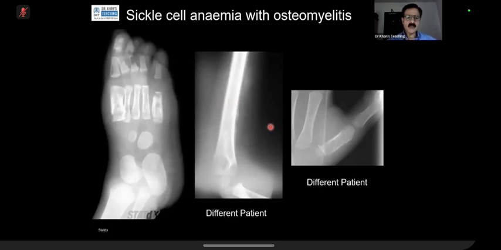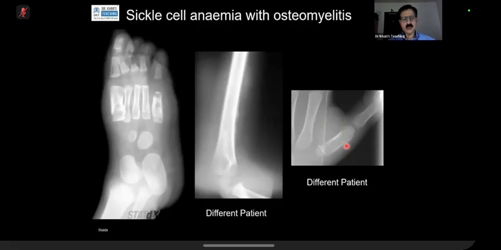Now, we have sickle cell anemia with osteomyelitis. And all these films which are in front of you, all these examples can be a film in the exam. Look here what's happening. If you look carefully, you can see this cortical breach here, and there is a lot of soft tissue thickening. So it looks like an aggressive lesion.